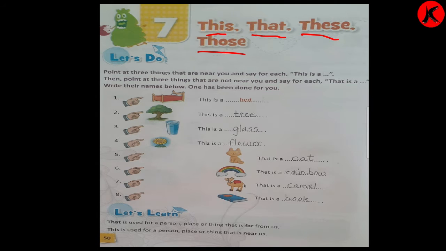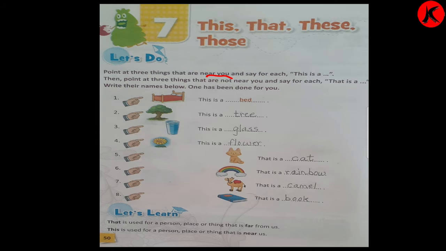Point at 3 things that are near you and say for each, This is. Now in this exercise, what do we have to do? We have to point out 3 things that are near you. Near you means नज़दीक में जो है, अपने करीब में है. This is A. और क्या कहेंगे हम?